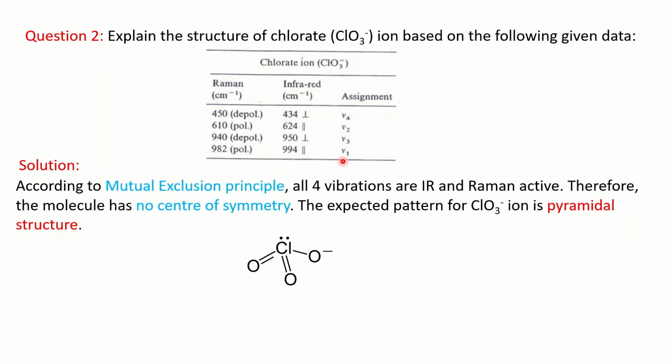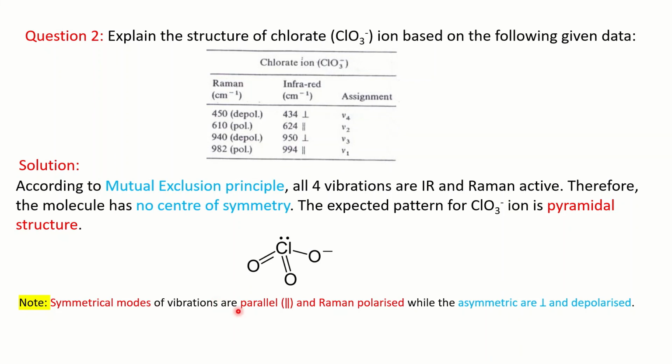And mostly they ask you to do the assignment also, which is symmetrical stretching, which is symmetrical bending or asymmetrical. So for that, as I told you, the hint is that symmetrical modes of vibrations are parallel and Raman polarized. So you can see here two data are given, parallel and polarized, meaning this belongs to the symmetrical vibrations. So nu1 and nu2 here are symmetrical vibrations, while we have seen that asymmetrical are perpendicular and depolarized. So you have two data here which are perpendicular. Nu3 and nu4 belong to asymmetrical vibrations.